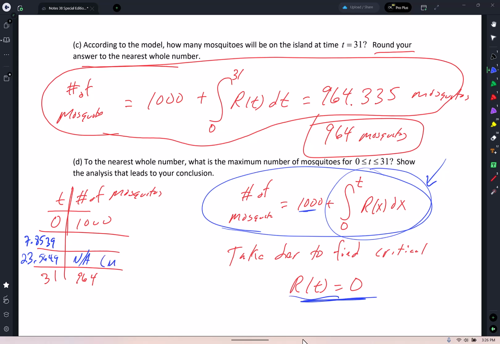This one is a min. That way I don't have to give the answer because I know there is a minimum. I just care about that one. All right, so let's see how many mosquitoes there are.